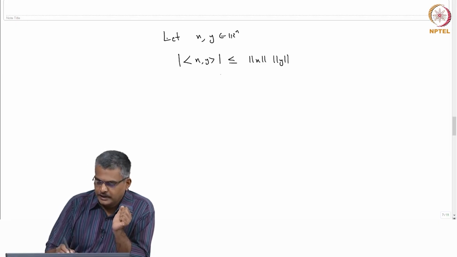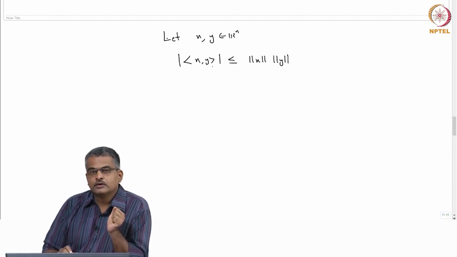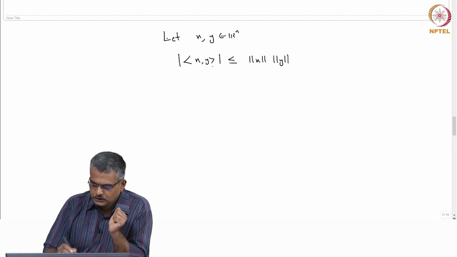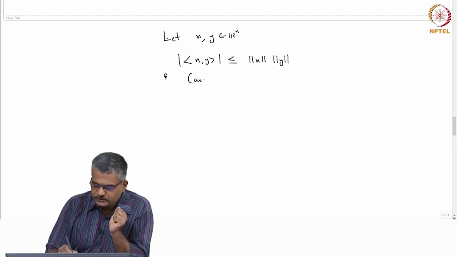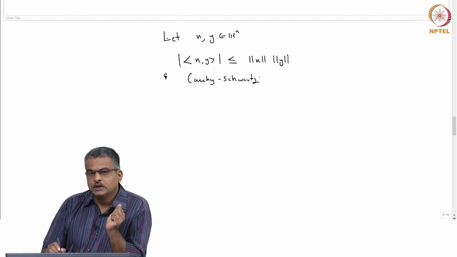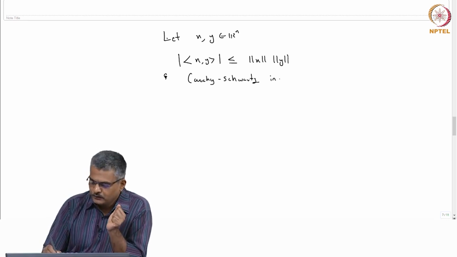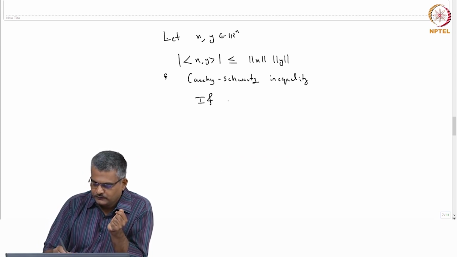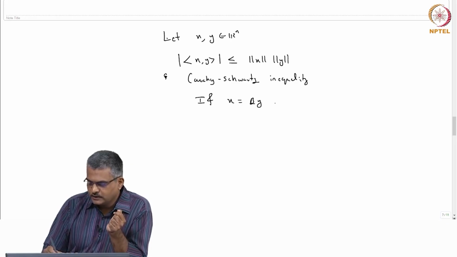That is, the absolute value of the inner product of two vectors x and y is less than or equal to the norm of x times the norm of y. This is known as the Cauchy-Schwarz inequality, a very useful inequality which we will use when we do the stability analysis. This inequality becomes an equality if x and y are linearly dependent. So, if x is some beta times y, then we have the equality.